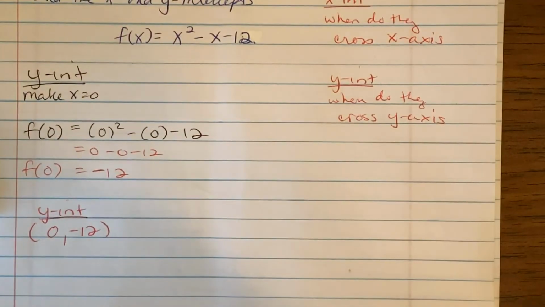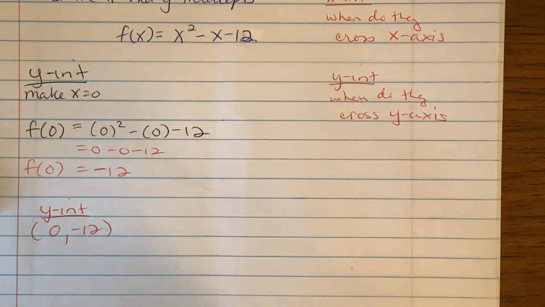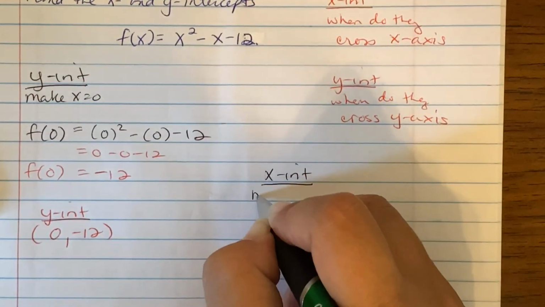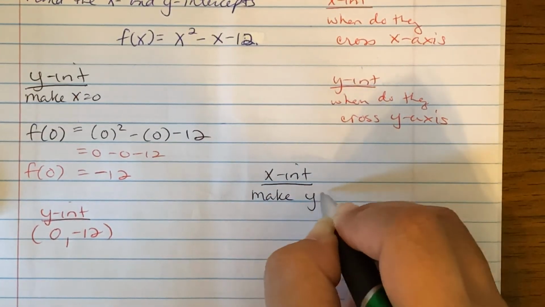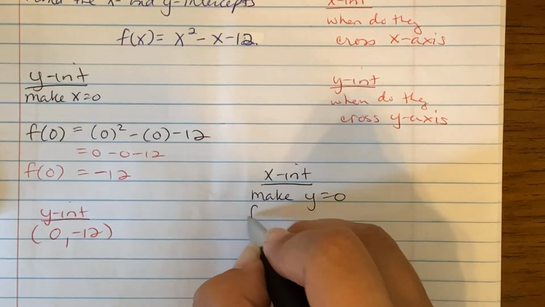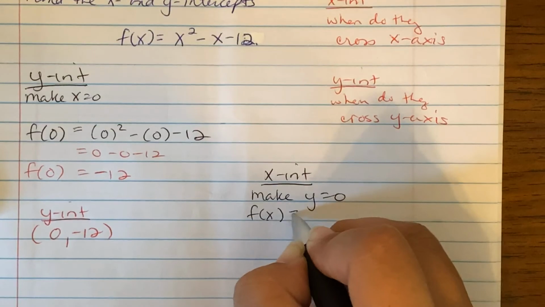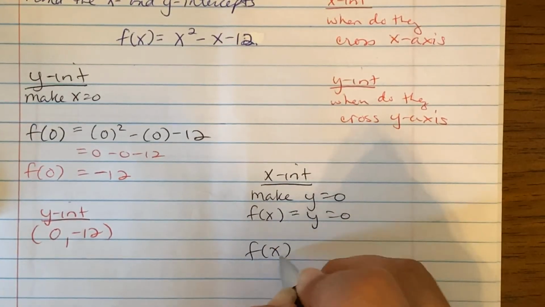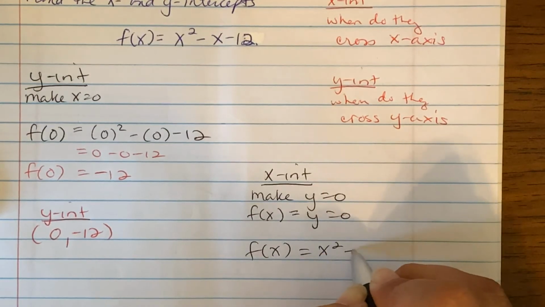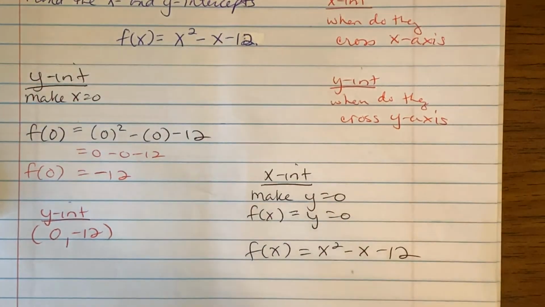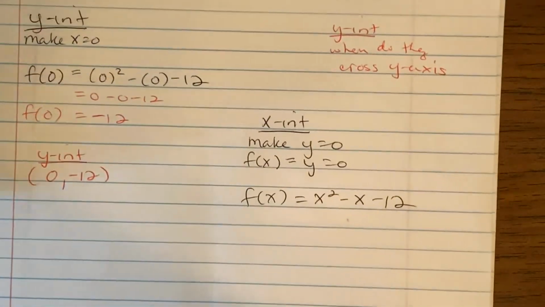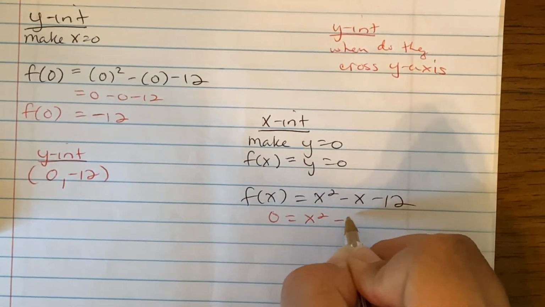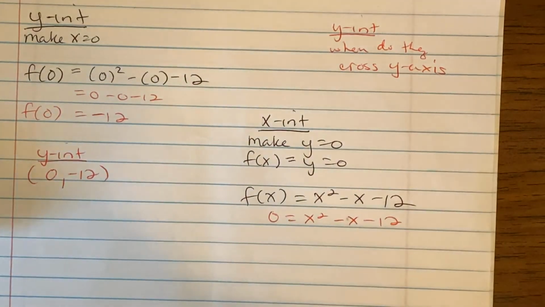The x-intercept, on the other hand, you make the y equal to 0. So f of x is the y, which is being made 0. You have your equation, f of x equals x squared minus x minus 12. Replace f of x. So this is 0 equals x squared minus x minus 12, and we are factoring.